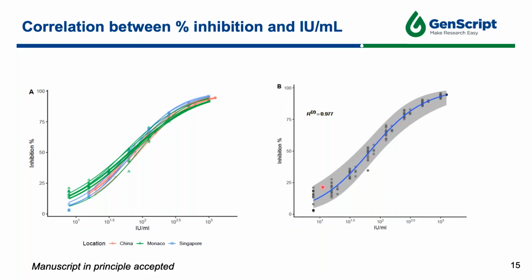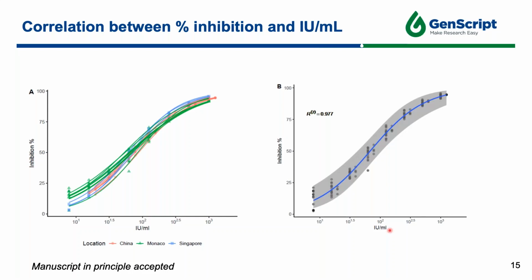This is the curve after averaging the results, and we see a very high R-squared value of 0.977. Currently this work has been accepted in principle, and we hope to see it published soon so that cPass users can directly convert the percentage inhibition into IU per ml.